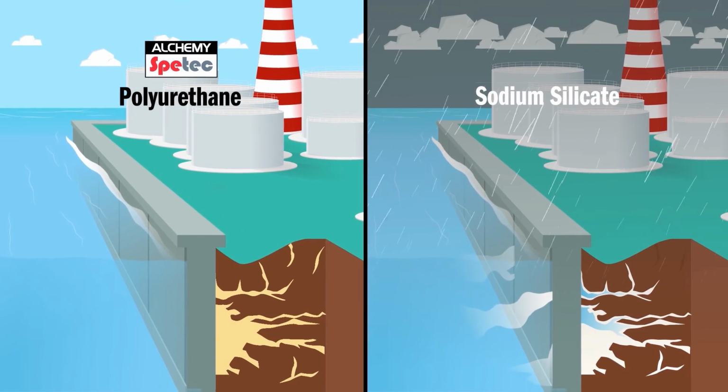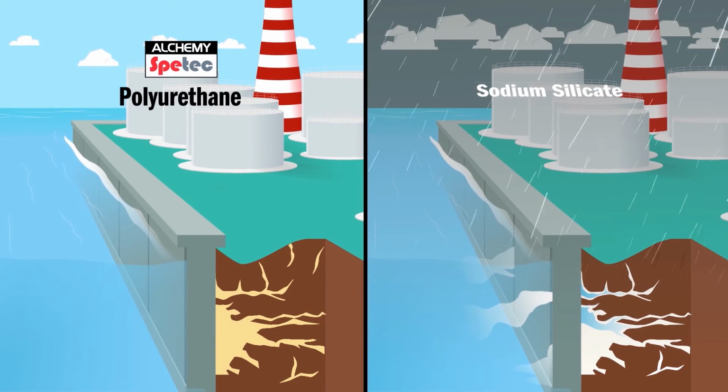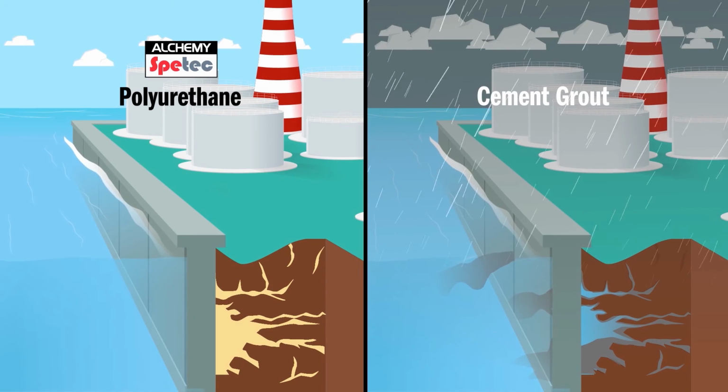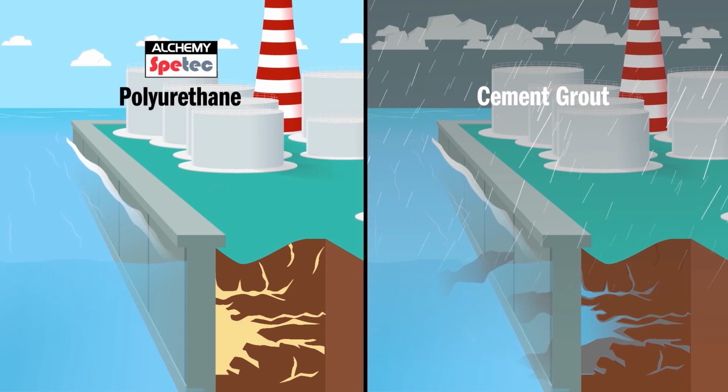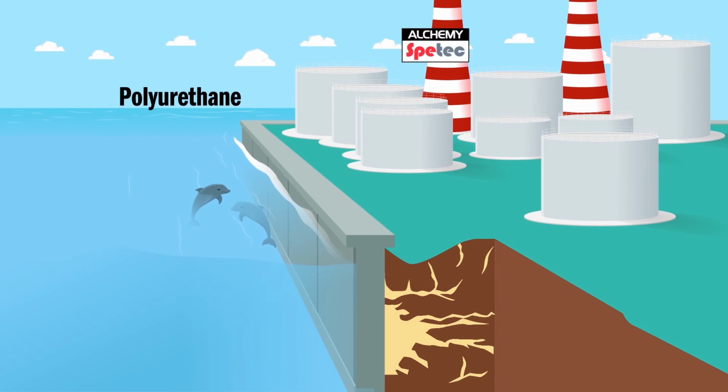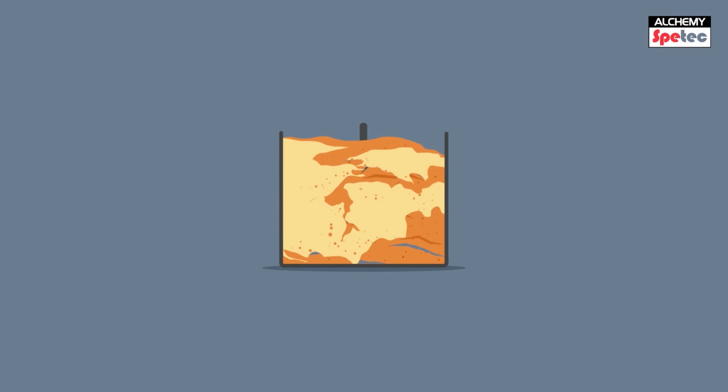There's sodium silicate, but wet and dry cycles can break it down. There's cement grout, but it's heavy, it shrinks and cracks, and it doesn't permeate soil. Polyurethane, on the other hand, lasts forever. When permeated into sand, Alchemy SpeedTech Soil Stabilization Resins can achieve strengths over 2,000 psi. That's almost as hard as concrete.